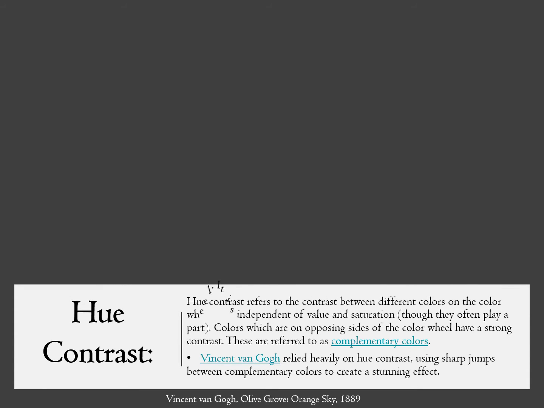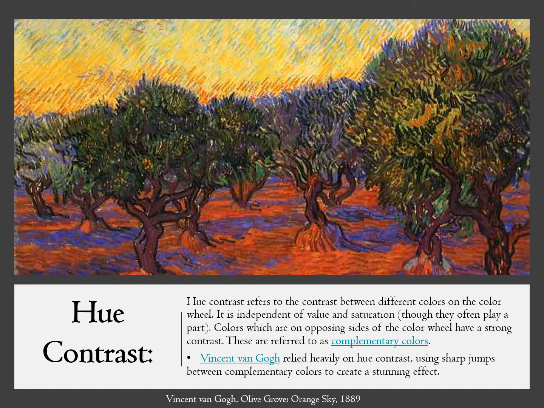Hue contrast refers to the contrast between different colors on the color wheel. It is independent of value and saturation, though they often play a part. Colors which are on opposite sides of the color wheel have a strong contrast. These are referred to as complementary colors. Complementary colors are found directly across from each other. Vincent van Gogh relied heavily on hue contrast, using sharp jumps between complementary colors to create a stunning effect.